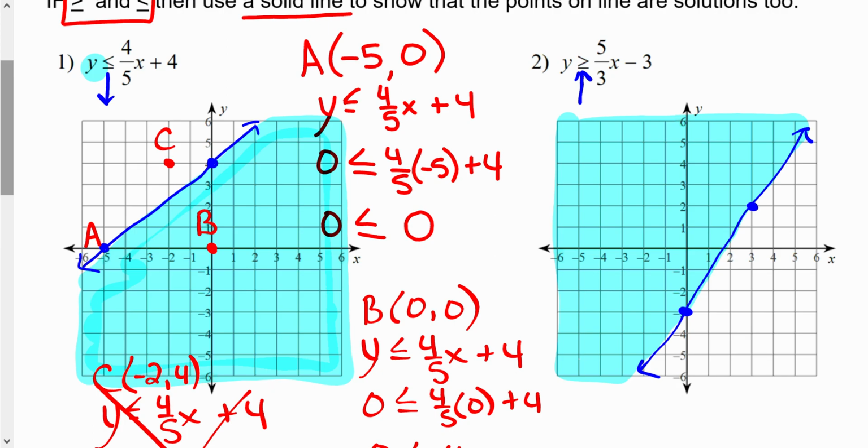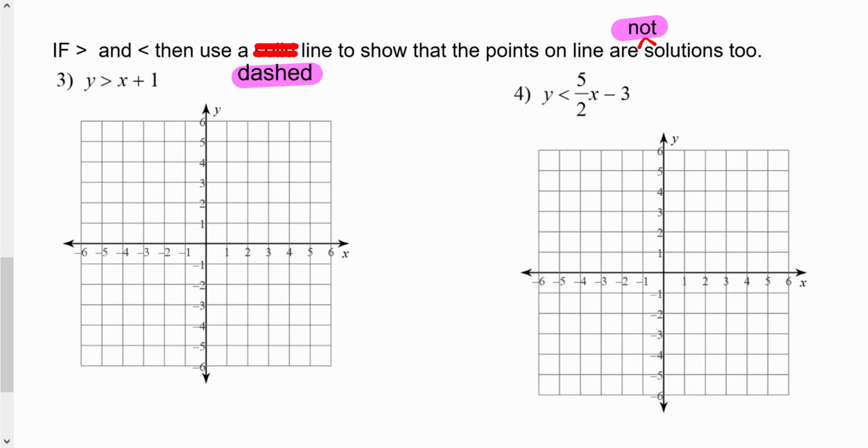Let's go down to number 3. If you see that the inequality signs are just greater than or less than, they do not have the little equal sign, I need you to do a dashed line. What that means is that any point on this line is not good. Remember open dot and closed dot for linear inequalities? This would be like an open dot saying, no, nothing on the line is good. We just want the shaded area. You can get up to the line, but you can't get on the line.